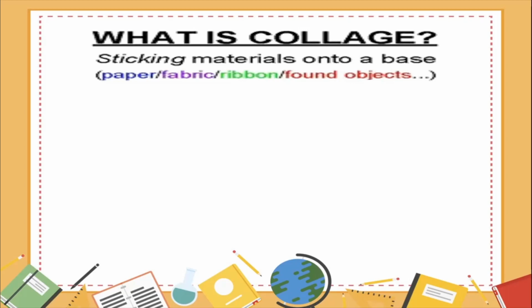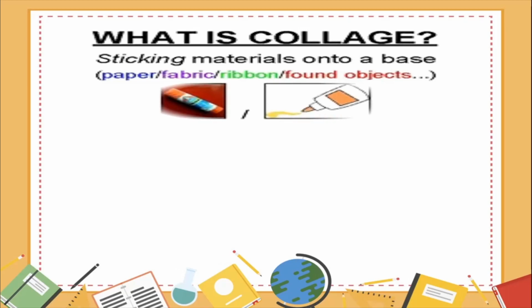But what is this? This is a collage. So what is a collage? A collage is when you stick some material onto a base. Now the base can be paper, it can be fabric. Fabric means what? Any type of cloth. Okay, it can be ribbons, it can be any object. When you stick something onto a paper, a piece of fabric, etc., then that thing which you make in the end is called a collage.